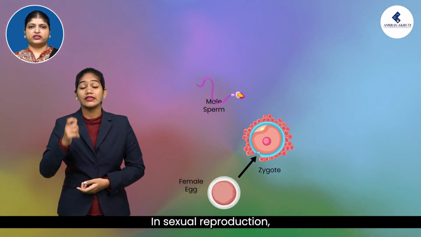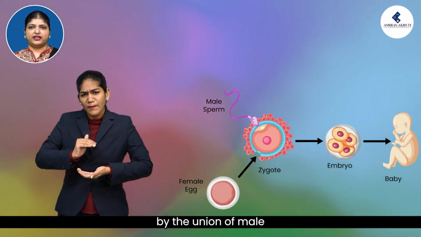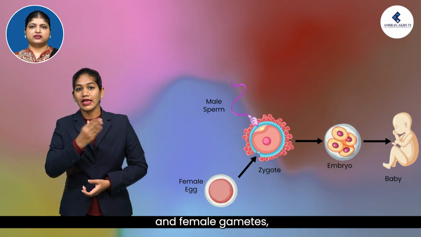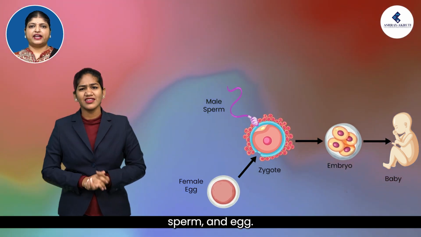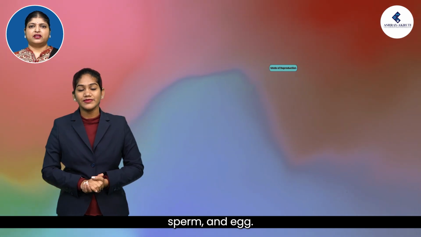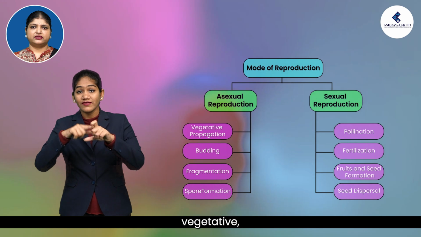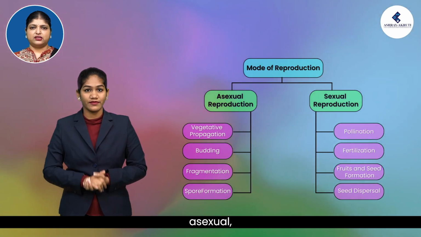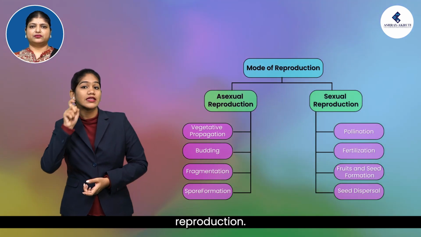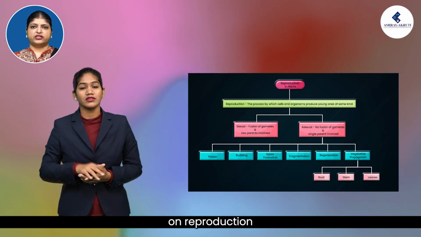In sexual reproduction, offspring are produced by the union of male and female gametes, sperm and egg. There are three types of reproduction: vegetative, asexual and sexual reproduction. Let us see the concept map on reproduction.